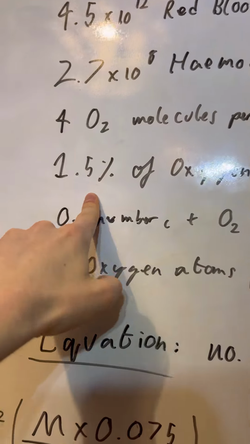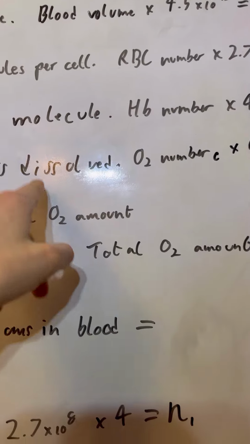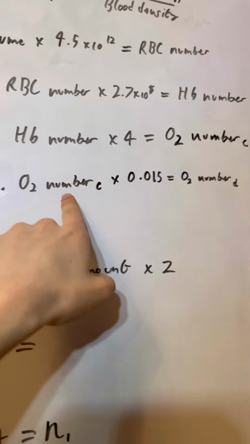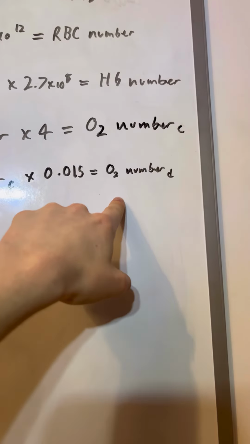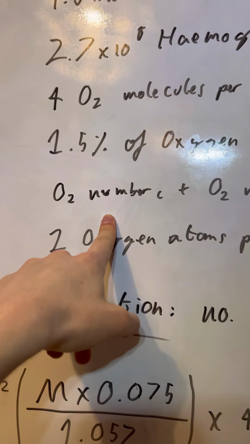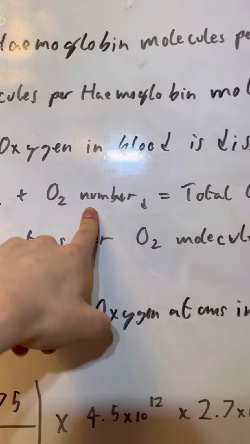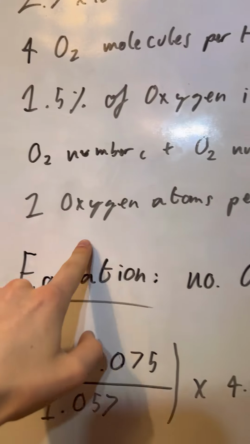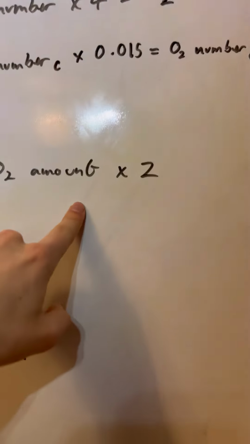And we also have to account for the 1.5% of oxygen in the blood that is dissolved directly into the blood plasma itself. So you take your number of oxygen molecules times 0.015 to get the number of oxygen molecules dissolved in the blood plasma. And then you add the number of molecules attached to the hemoglobin and the number of molecules in blood plasma to get the total number of oxygen molecules. And of course, there are 2 oxygen atoms per O2 molecule. So you take that total amount and multiply it by 2.